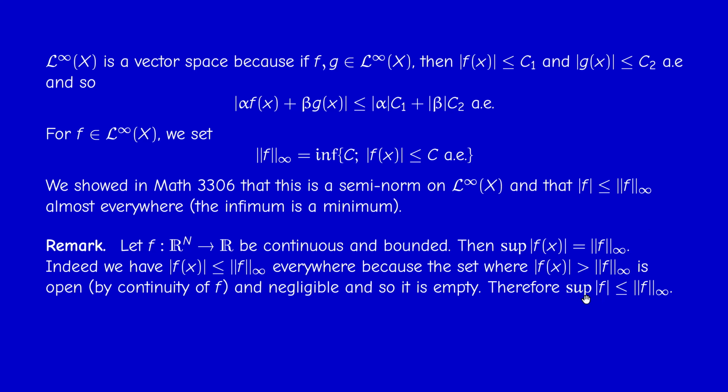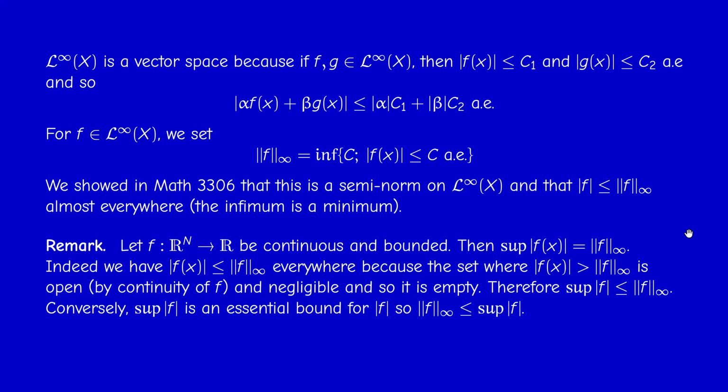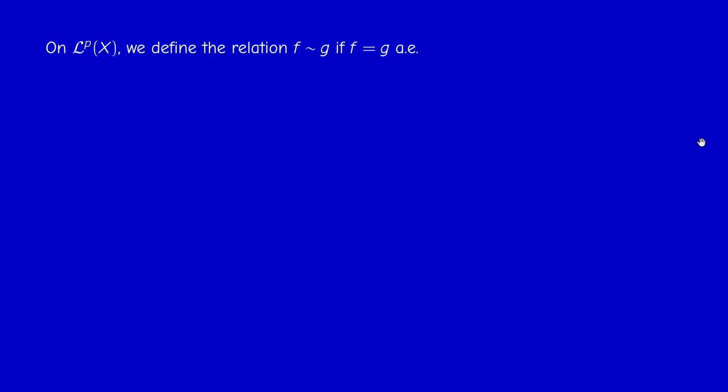So therefore, the supremum norm is less than or equal to the infinity norm. And conversely, since absolute value of f is less than the supremum of f, the supremum is an essential bound, but the norm infinity is the smallest essential bound. Therefore, the norm infinity is less than or equal to the supremum, and therefore we have equality. So the two notions coincide. Of course, the L infinity norm is more general than the maximum norm that you learned in previous courses.